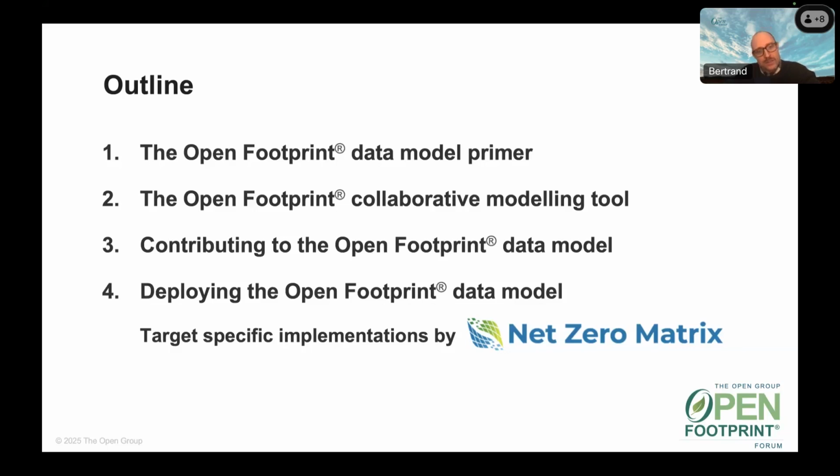So there are 4 sections to this presentation. The first 3 will be relatively maybe the first half, and then the second half will focus on the active development work by Net Zero Matrix. So first, I just want to give a primer of the open footprint data model. What is inside this data model for those of you that haven't necessarily heard about it yet or haven't looked at it in detail. How the forum, the Open Footprint Forum, is now collaborating, and the collaborative modeling tool that Net Zero Matrix has assisted in putting in place to continue evolving the standard.